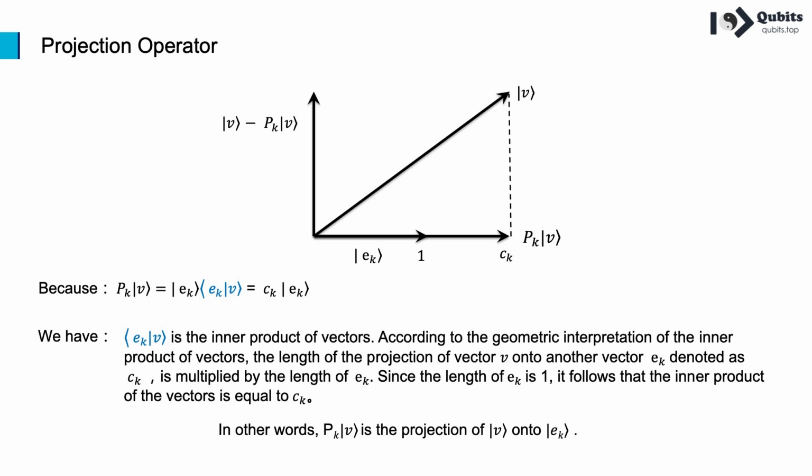According to the geometric interpretation of the inner product of vectors, the inner product of vectors ek and v is equal to the length of the projection of vector v onto vector ek, denoted as ck, multiplied by the length of vector ek. Since the length of vector ek is 1, it follows that the inner product of the vectors is equal to ck. In other words, pk times ket v represents the projection of vector v onto vector ek. This means that pk times ket v gives us the length of the projection of vector v onto vector ek.